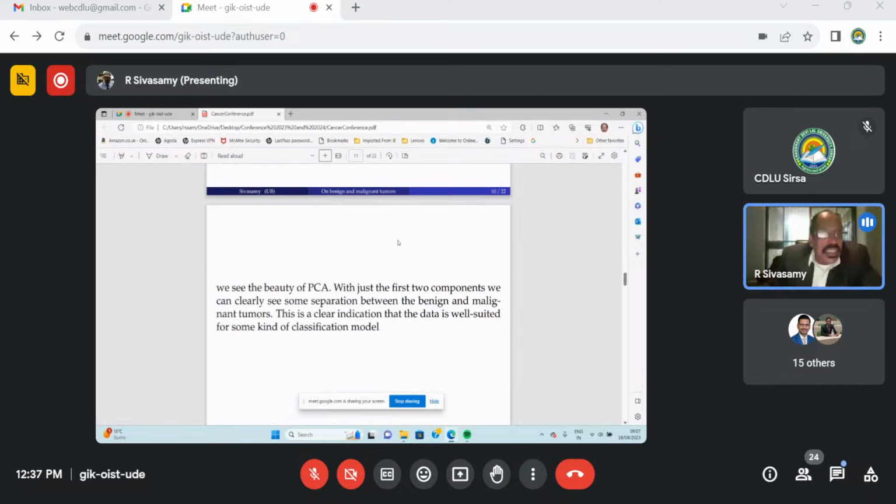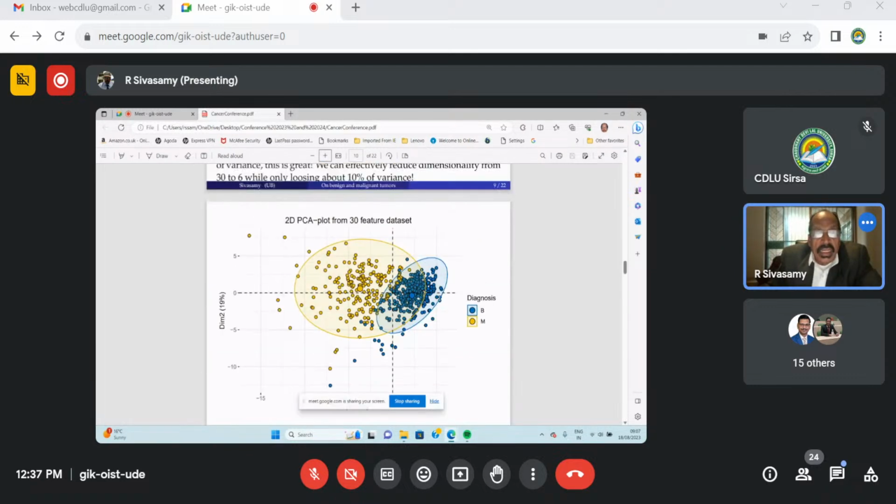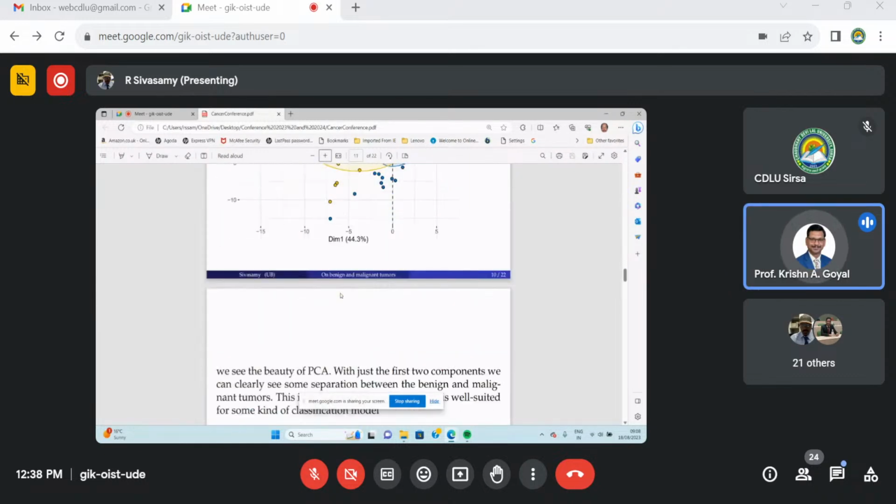Then here what we see is the beauty of PCA, principal component analysis. With just the first two components, we can clearly see some separation between the benign and malignant tumors here. Say separation, it will separate patients.